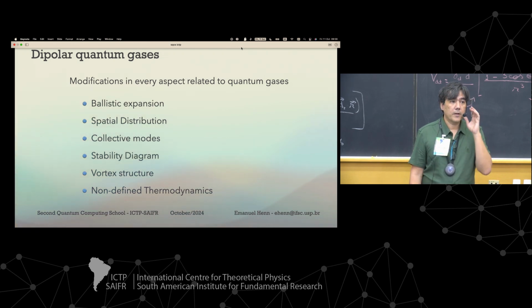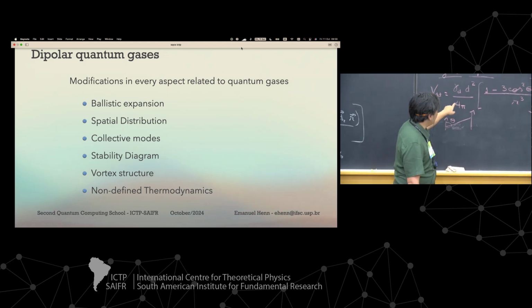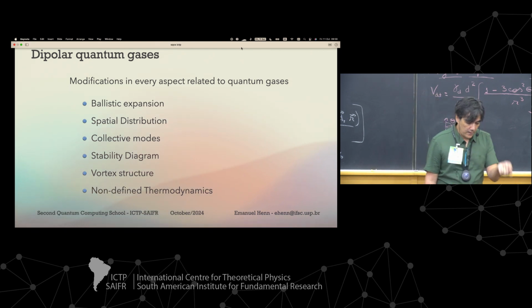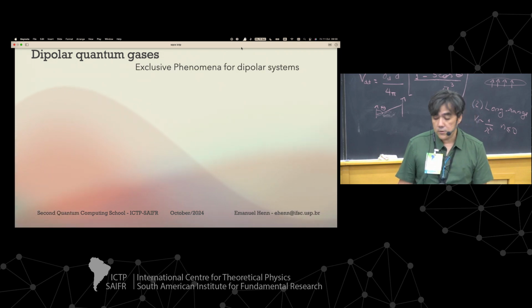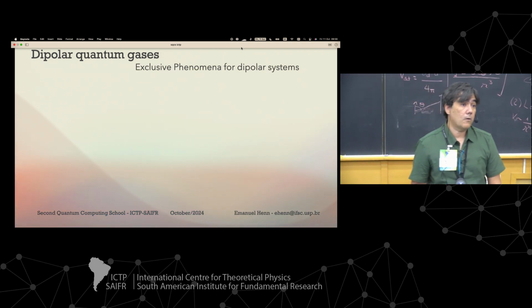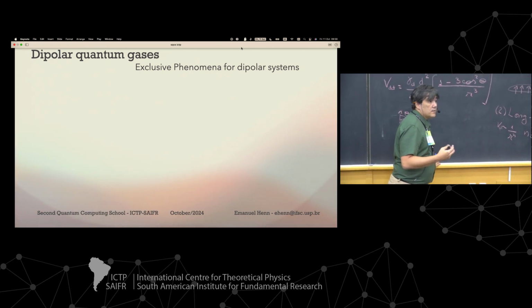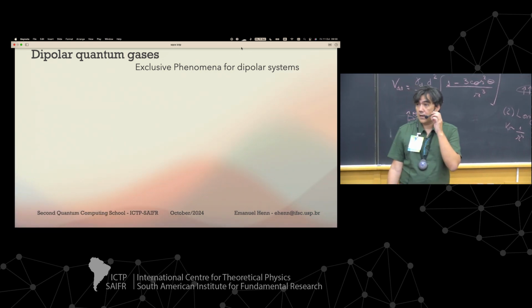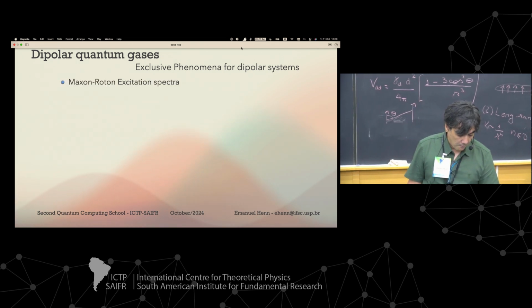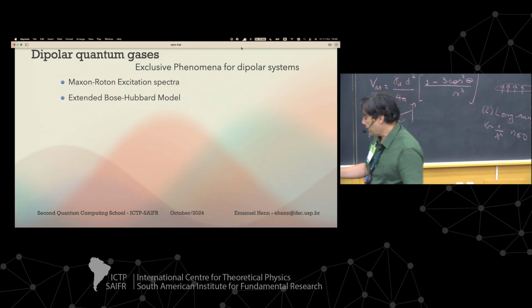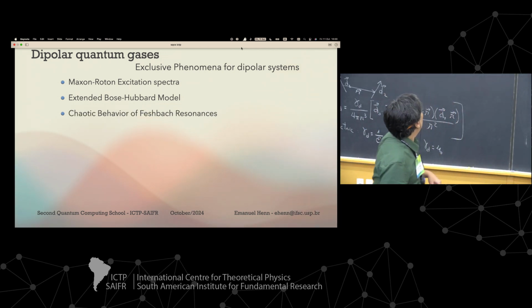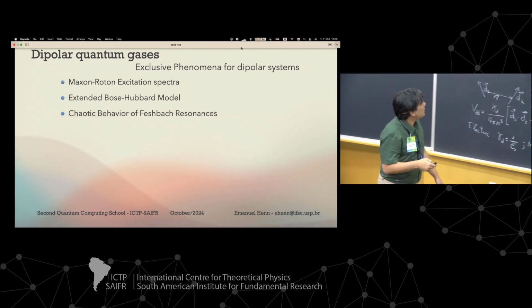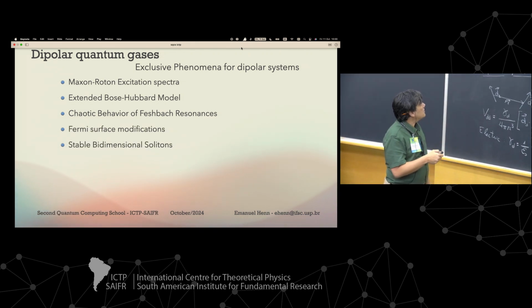But there is more. Because I have a new and very different interaction term, there are theoretical predictions that show that we have many exclusive phenomena for dipolar systems. They don't occur in systems that don't display dipole-dipole interactions. So there is the Maxwell-Roton excitation spectrum. You can treat the extended Bose-Hubbard model because you have inter-site interactions. Whatever. I also mentioned the chaotic behavior of Feshbach resonances in Fermi systems.